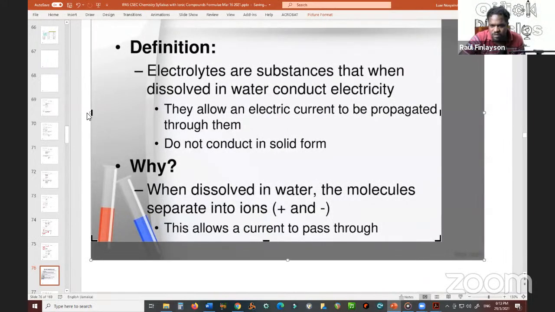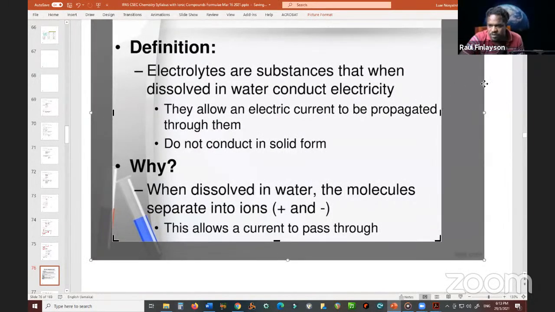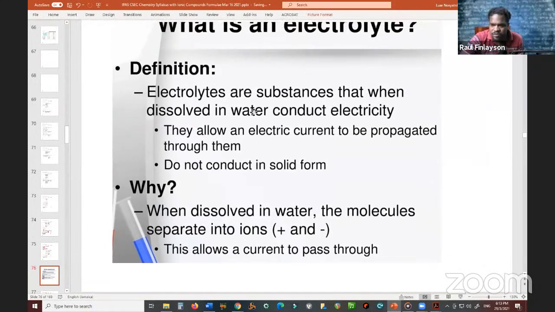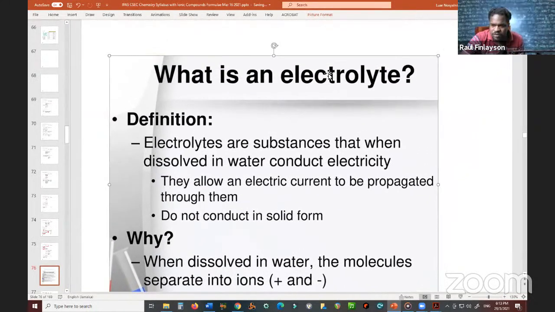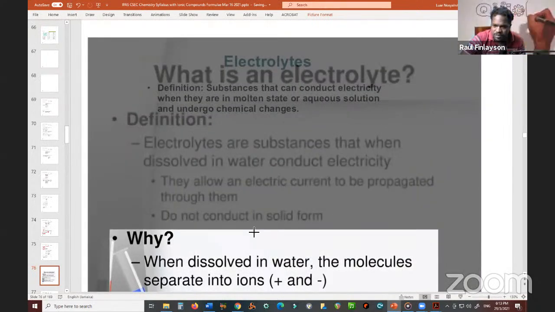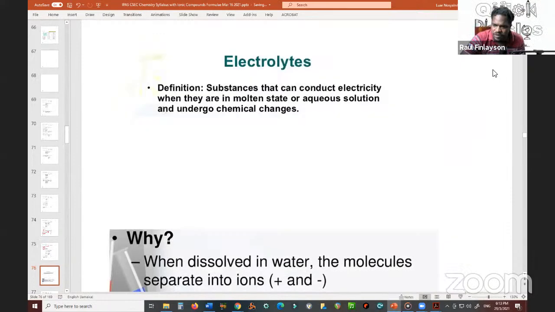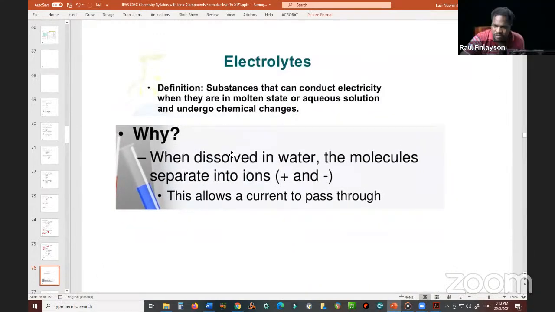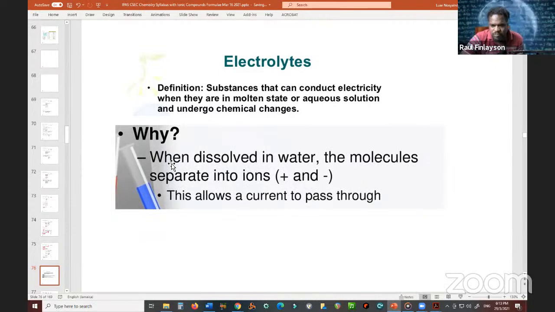Okay, so let's fix that up here. Actually, there is a reason why. Let me just crop this out. The reason for this happening here, the reason electrolytes behave this way, is that water is polar. We understand that water is polar. So remember, water is polar.